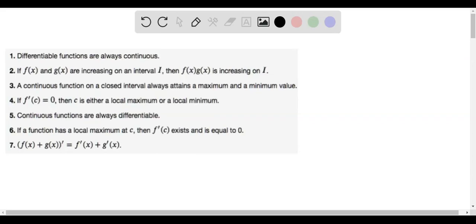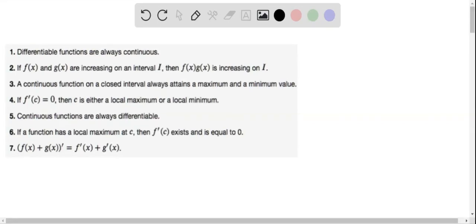We will now check if each of the seven statements are true or false. So let's consider the first statement. We are given that differentiable functions are always continuous. So we see that this is true because by the definition of differentiable functions, they are always continuous. That is, only continuous functions are differentiable, and this means all differentiable functions are continuous.